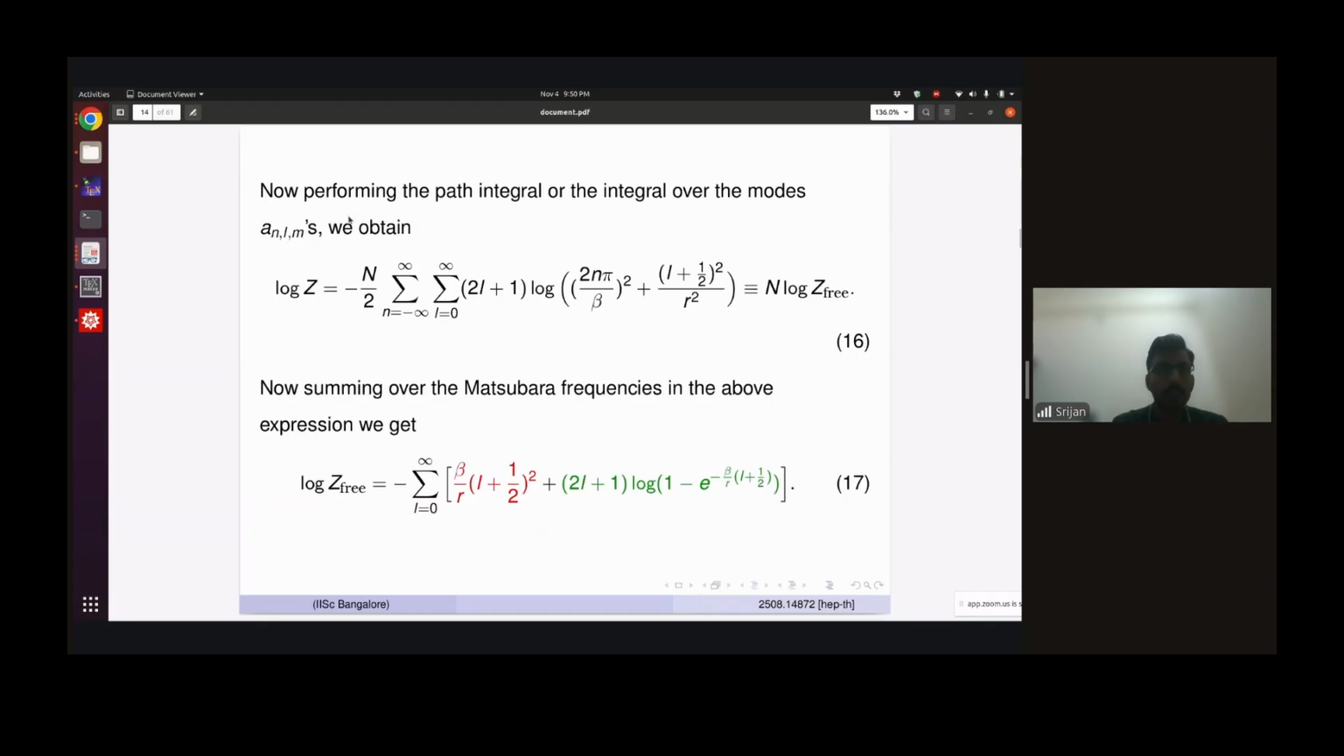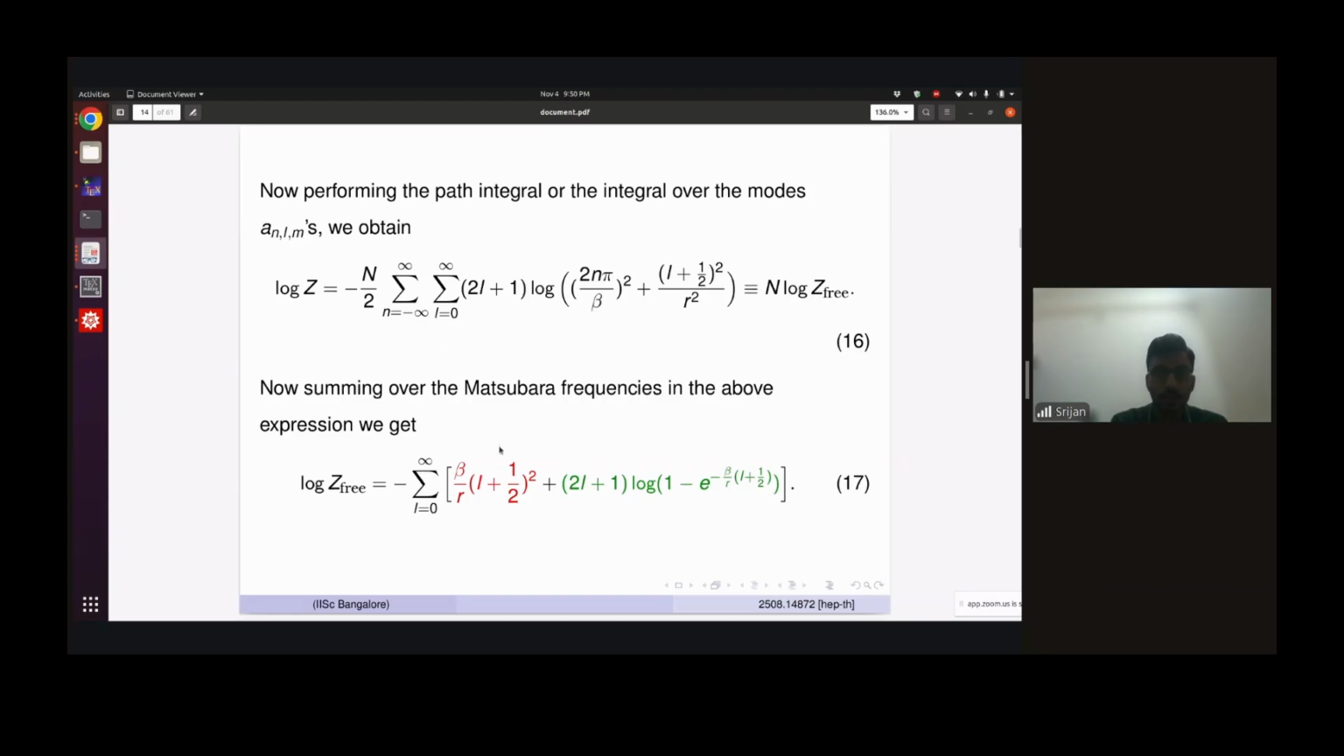Then you can perform the path integral by integrating over these modes a_nlm, which gives this. You can sum over the Matsubara frequencies n, which is a standard trick in thermal field theory books. Then you do that sum over n and obtain this result.